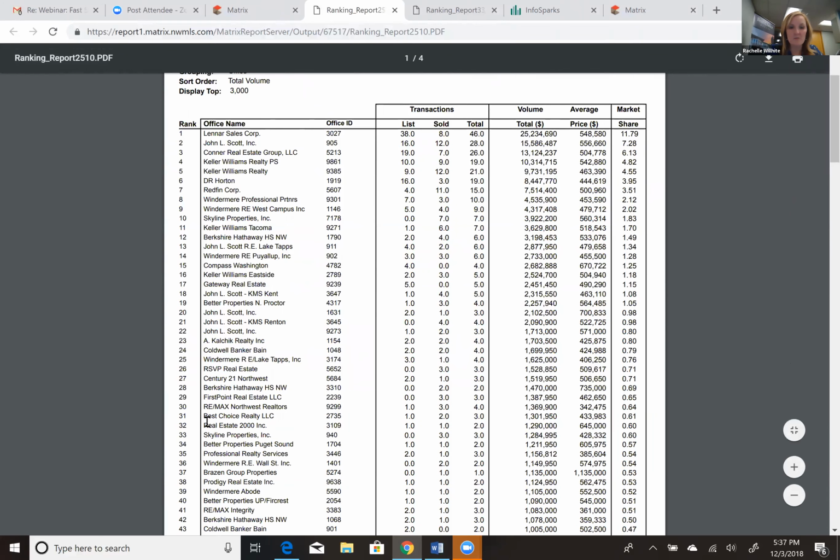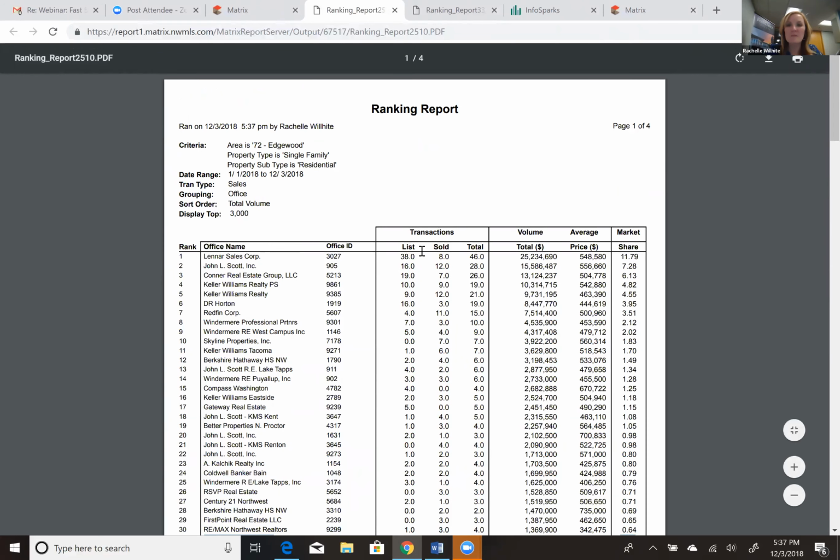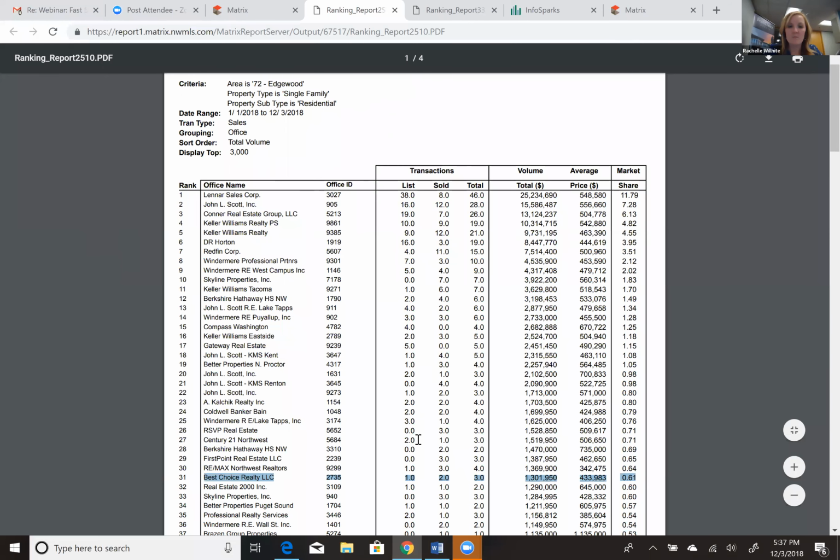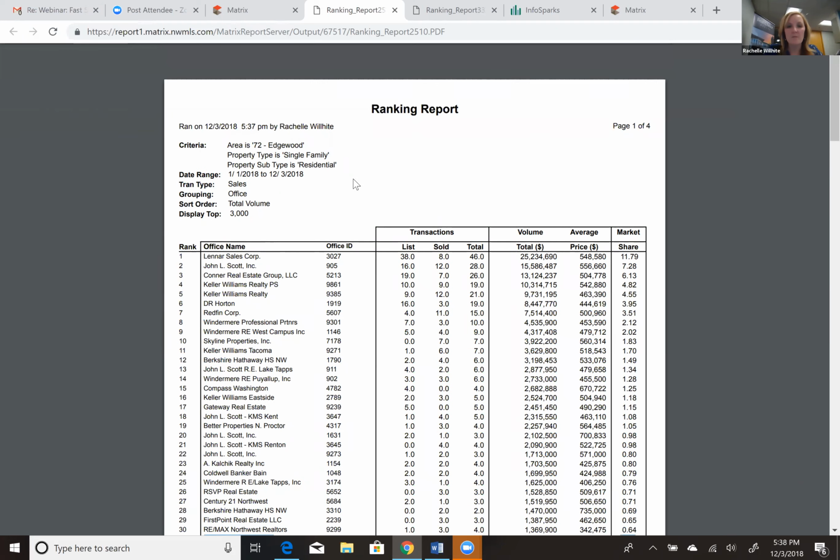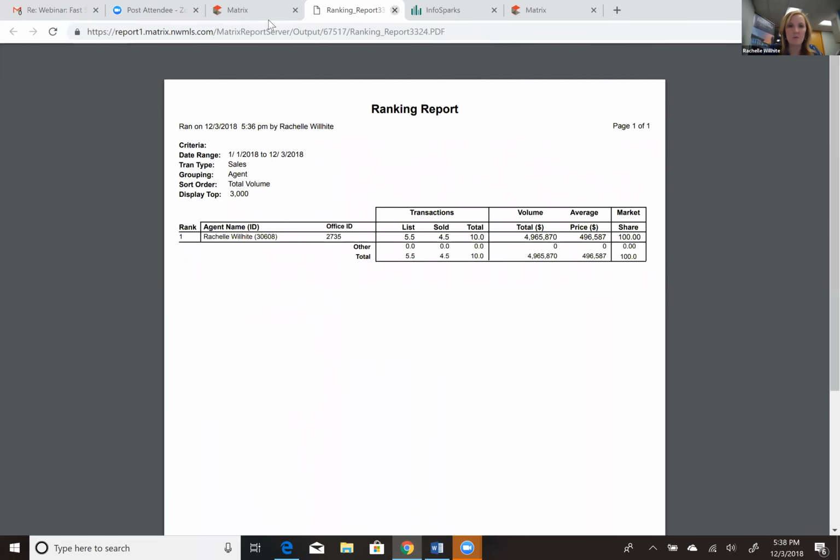So you can see Best Choice Realty is ranked 31. So we're not down far on the list, but there's a lot of reasons why somebody would be at the top. Again, don't obsess about this, but it is a good report. If you're competing with another agent for the listing, you've got to know who you're competing with and how you can tailor your presentation if you're up against multiple agents for an opportunity. So enough with that. I was going to show you the ranking report.